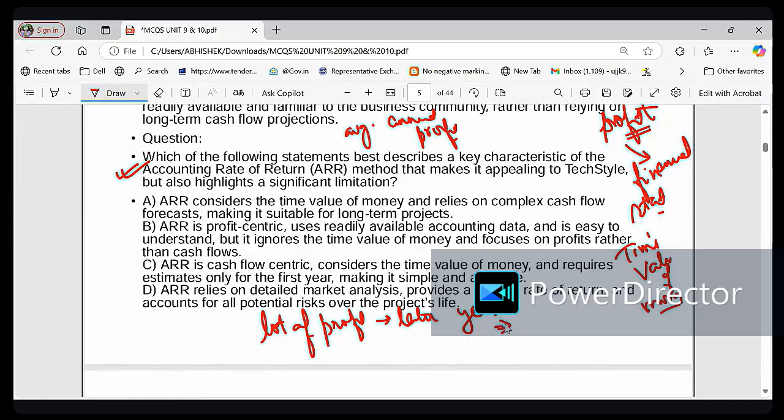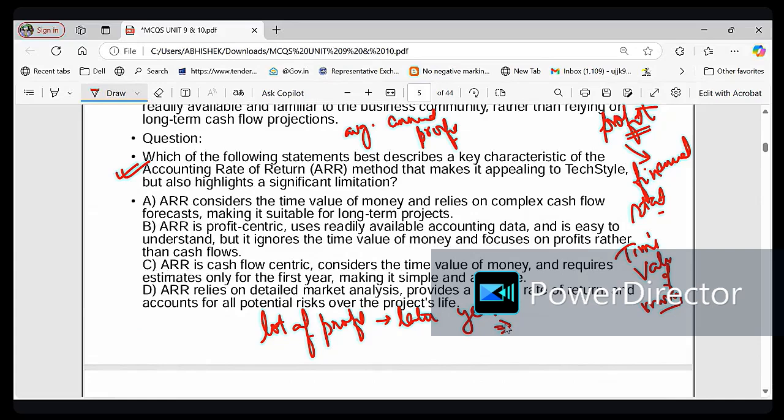Suppose a project generates a lot of profit in the latter part of the year, right? So the ARR method treats it the same as the profit generated in the first year. So what do you think? Time value of money is very crucial, because money received sooner is more valuable than the same amount that you receive later, right?